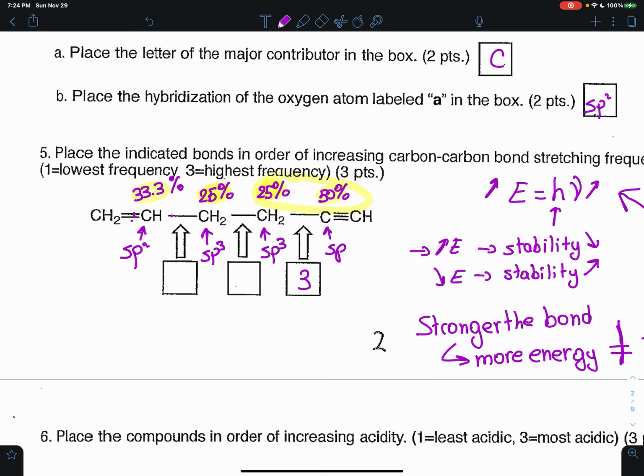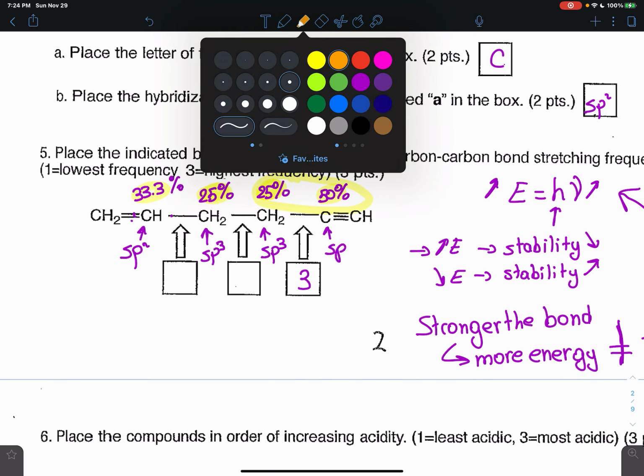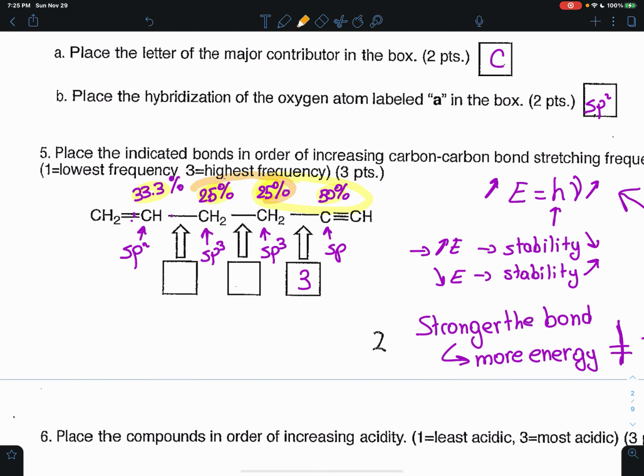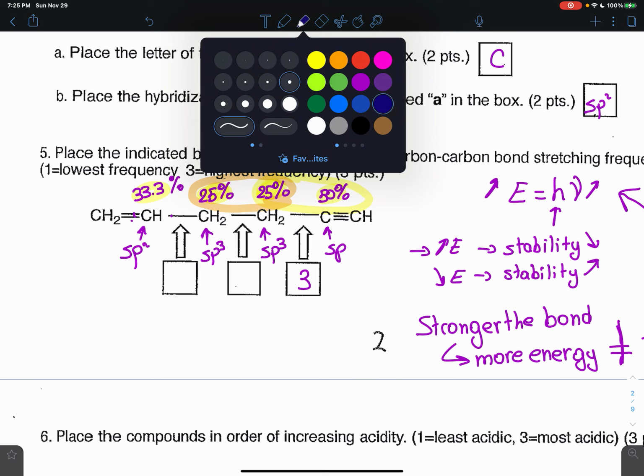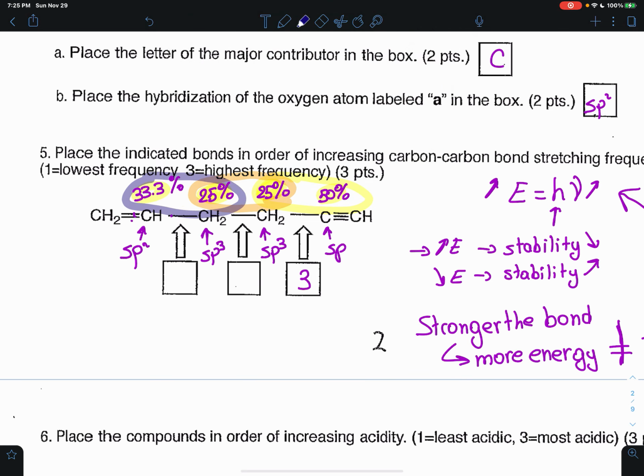Now, let's compare the last two bonds. I know that this bond right here, between these two, I have 25% and 25%, so that adds up to 50% of S character. But if I look at the last two, so these two right here, I have 33% and 25%. So that would be higher than 50%. So that would be my second highest frequency. And this one will be my lowest frequency, right?